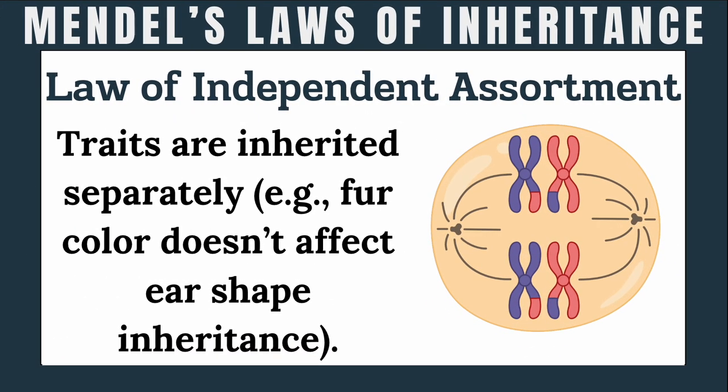Where your law of independent assortment, traits are inherited separately. So your fur color doesn't affect ear shape inheritance. All blondes are not tall. Everybody who has brown eyes does not necessarily have brown hair, things like that. So just because you have one trait doesn't necessarily mean that they're always going to have the other. So they're inherited separately.